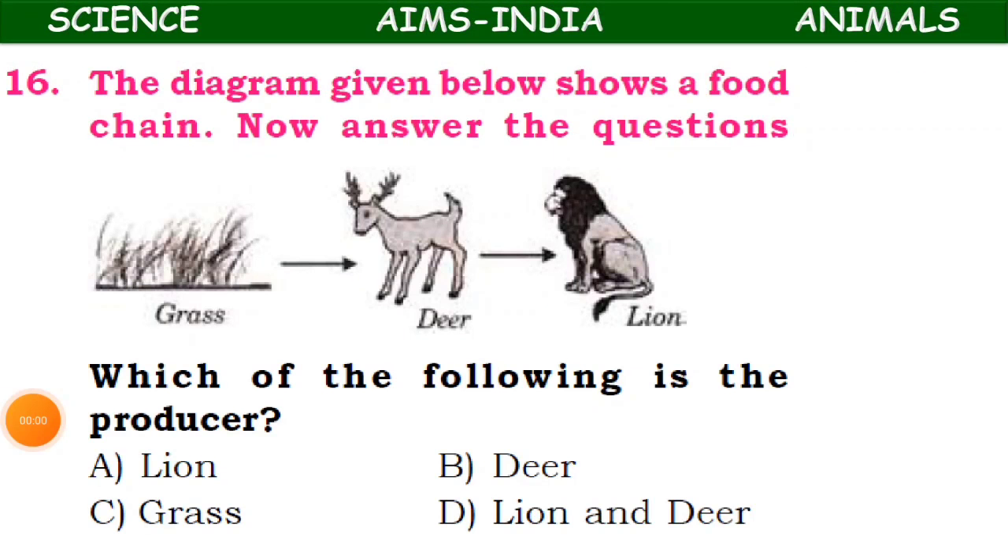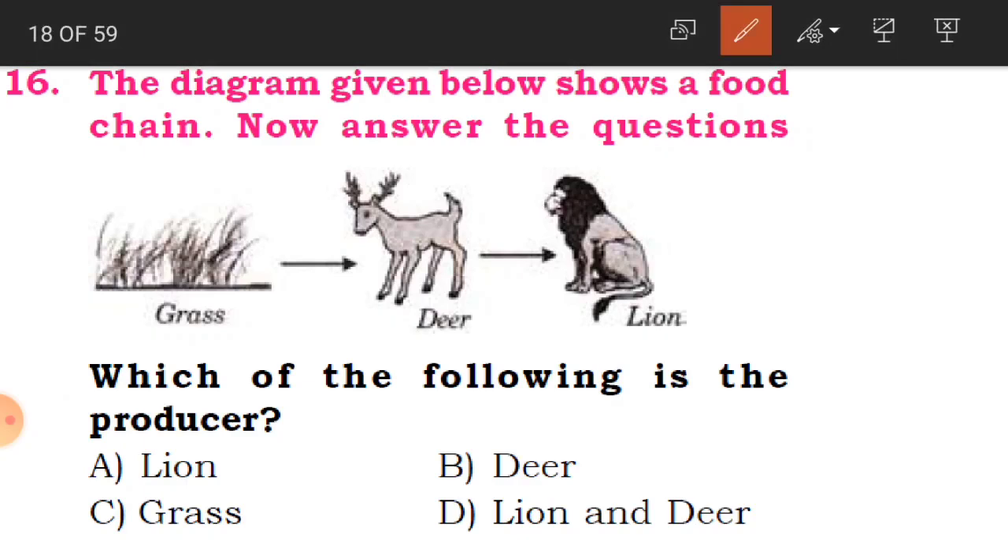Kangaroo. The diagram given below shows a food chain. Now answer the question. So here you can see grass, then a deer, then a lion. In the sense, grass is eaten by deer and deer is eaten by the lion. Okay.